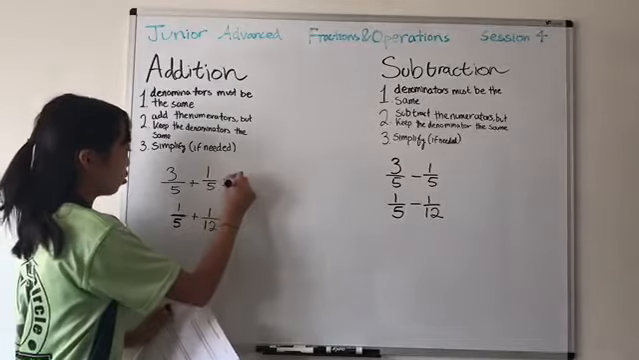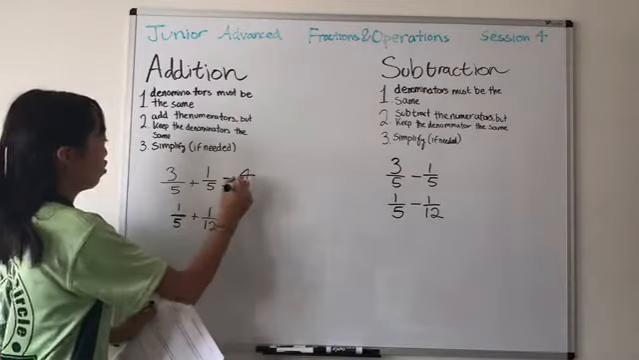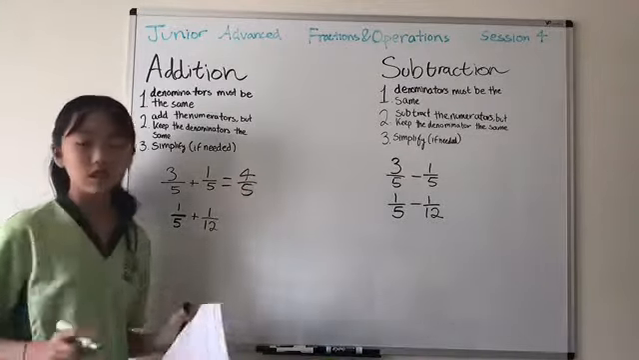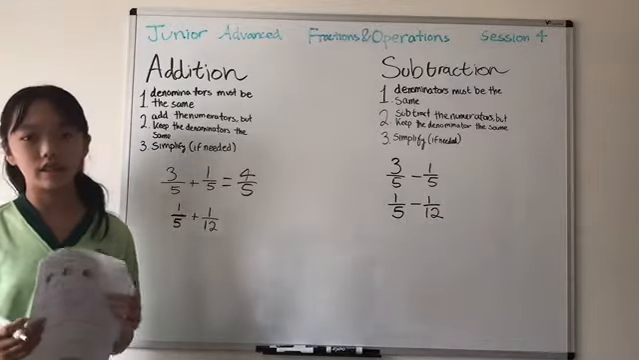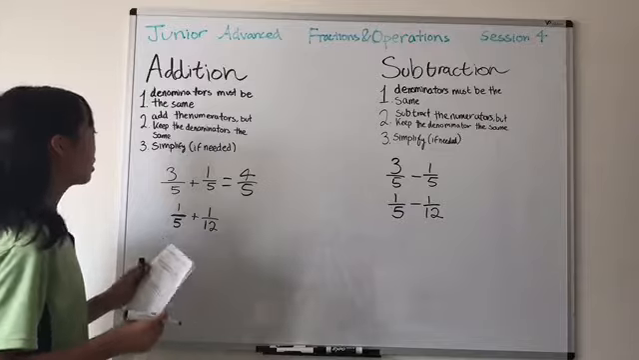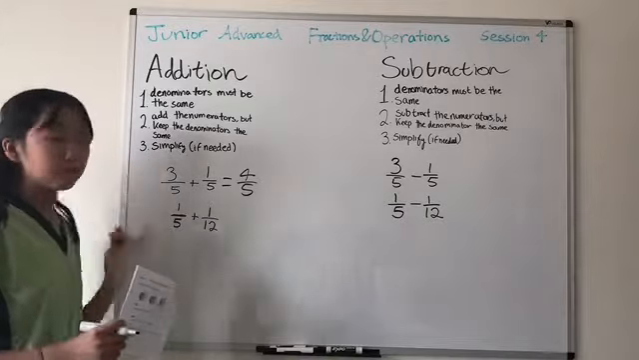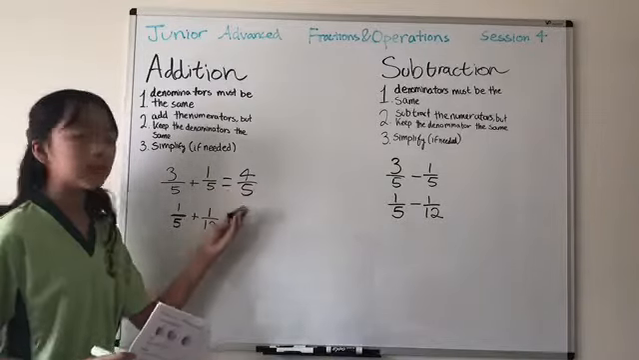So this would be equal to 4 over 5 because you want to put the denominator underneath the numerator. And step 3 is simplify if needed, but in this case we don't need to simplify.